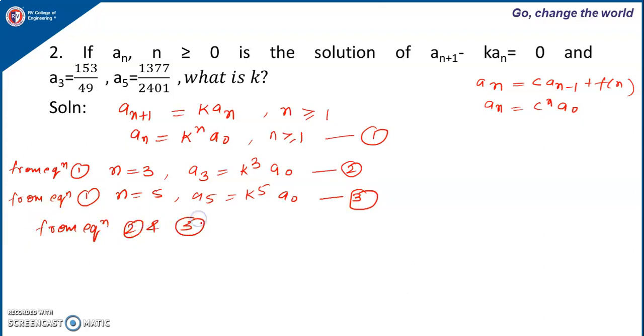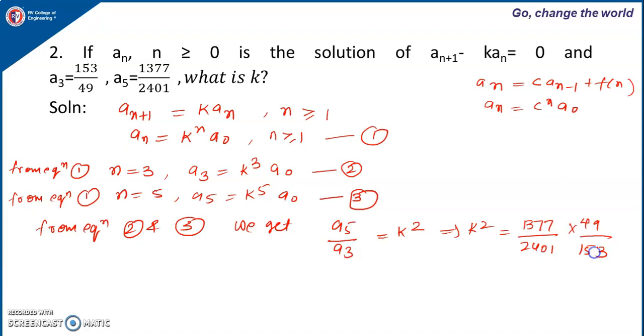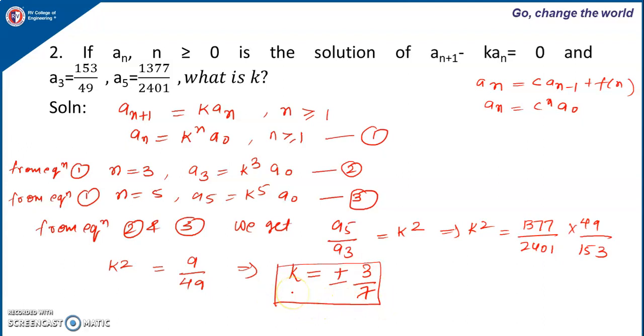From equations 2 and 3 we get a5 by a3 is equal to k square. And what is a5? It is 1377 upon 2401, divided by a3, which is 153 by 49. So it will be into 49 by 153. When we solve this, we get k square is equal to 9 by 49, and therefore k is equal to plus minus 3 by 7, and this will be the answer. We wanted the value of k only. Hope the concept is clear to you. Thank you for watching.